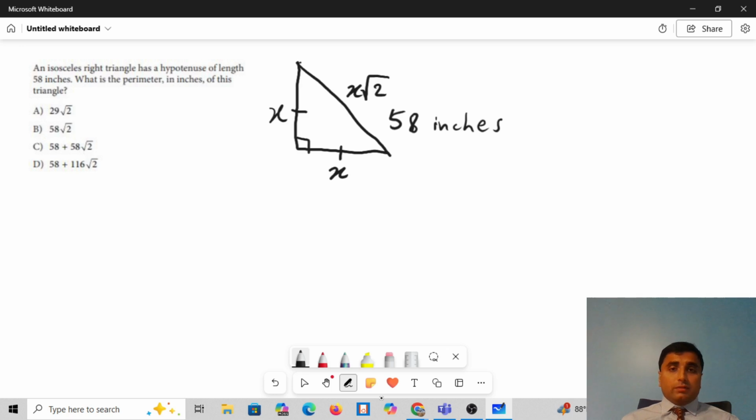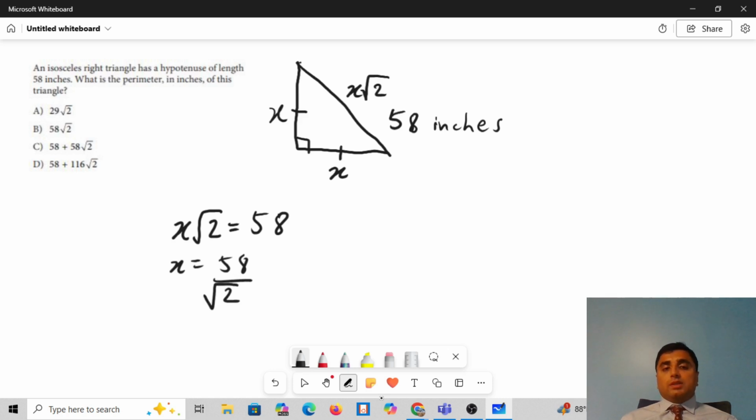So now we have 58 inches as the hypotenuse of the isosceles right triangle, and we are following this property. If the length of each side was x, then the hypotenuse will be equal to x times the square root of 2. So we have that x times the square root of 2 is equal to 58. What is the value of x? To do that, we'll have to divide both sides by the square root of 2, and that is going to be equal to 58 divided by the square root of 2.